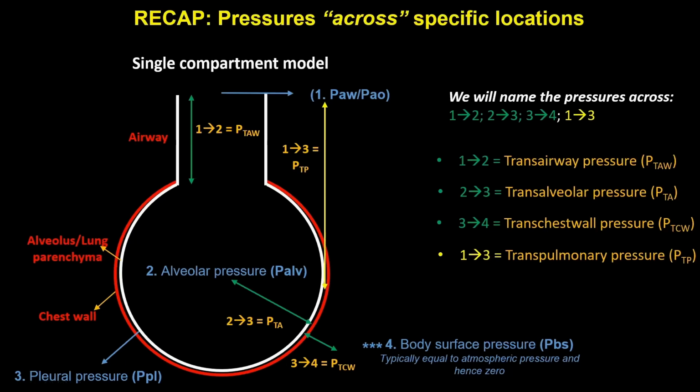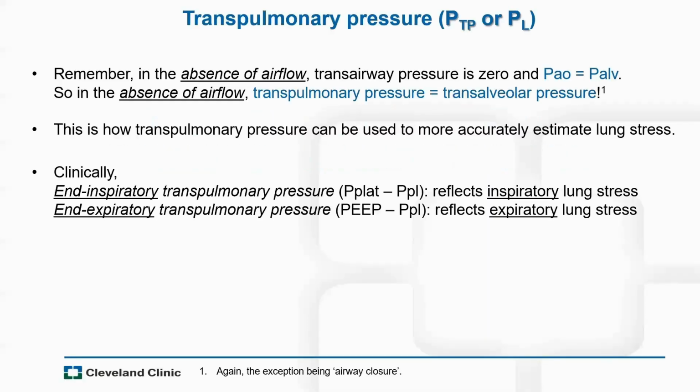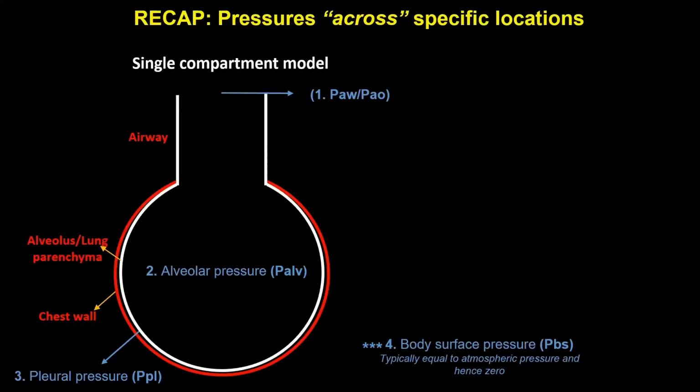And we talked about how clinically we can use this. Specifically, we can either do an inspiratory transpulmonary pressure, which would be the difference between plateau minus pleural pressure, or we can check an expiratory transpulmonary pressure, which would be the difference between PEEP and pleural pressure. So this is what we talked about this morning, and I thought I should review it before moving forward. So any questions so far about this?